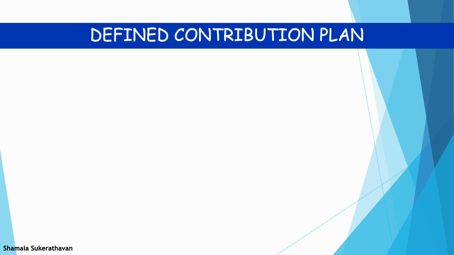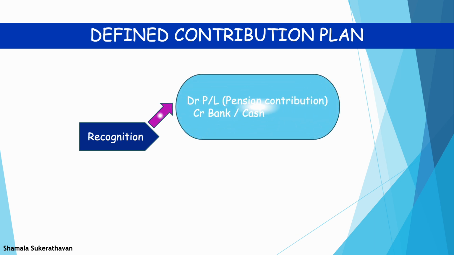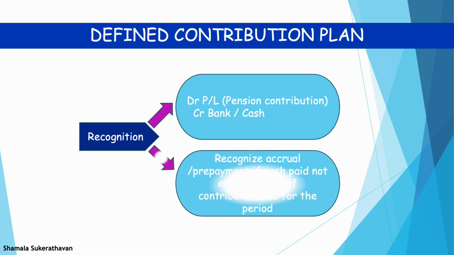Under a defined contribution plan, the reporting entity shall recognize the agreed pension contribution as an expense in the profit or loss. In situations where the cash paid does not equal the value of the contributions due for the period, this shall result in either an accrual or a prepayment.